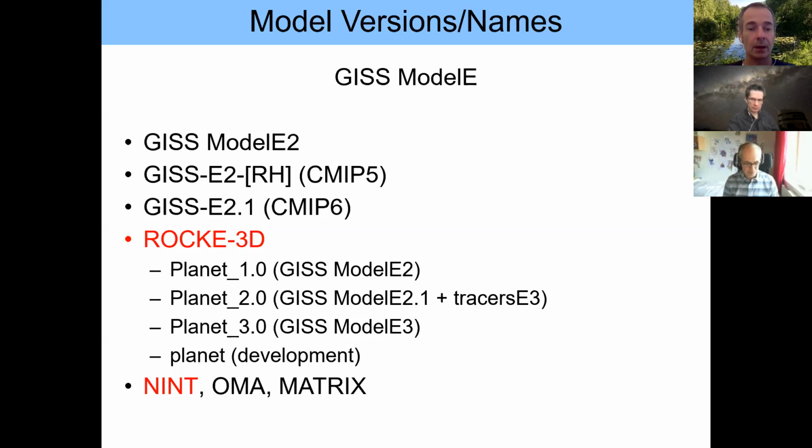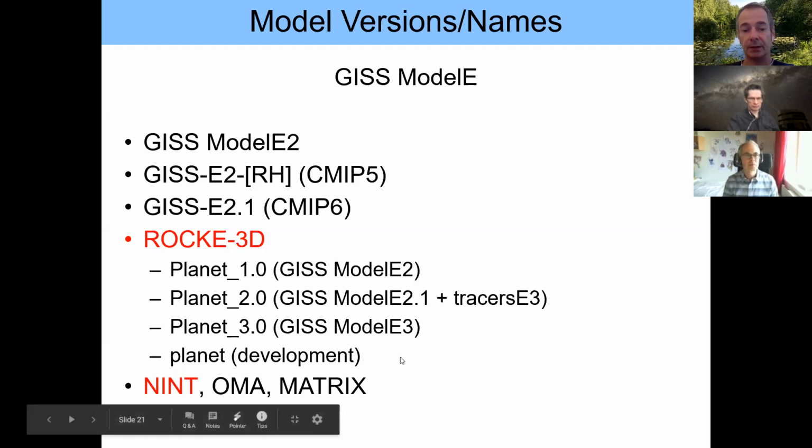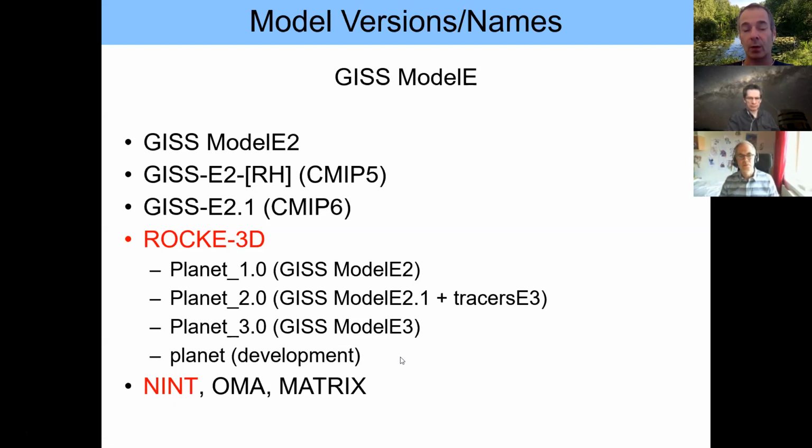Then we have three different ways to simulate atmospheric composition. One is called NINT, which is what we will be discussing mostly today and tomorrow, and this stands for non-interactive. So you prescribe the atmospheric composition based on some tricks that you will learn here, and this atmospheric composition does not change either spatially or with time.